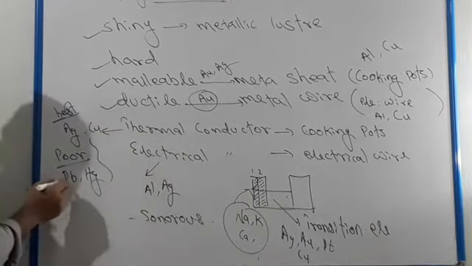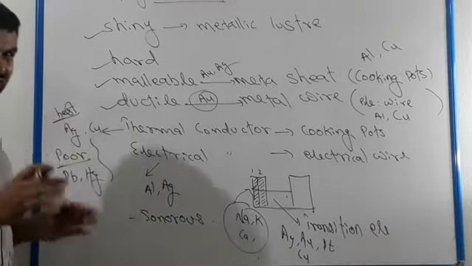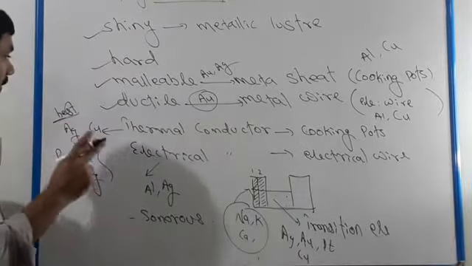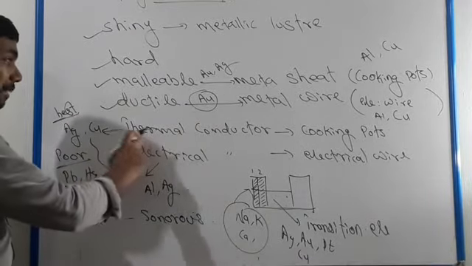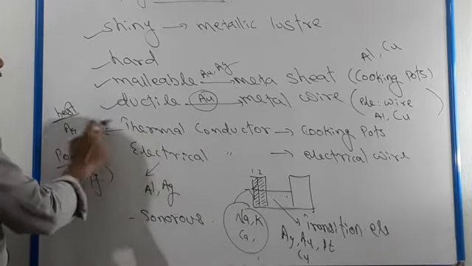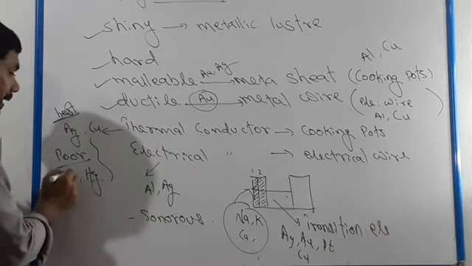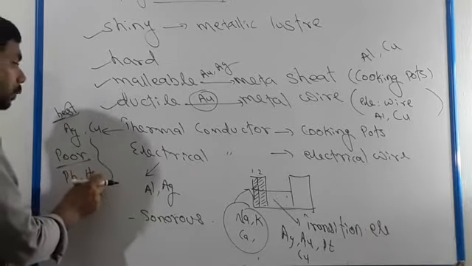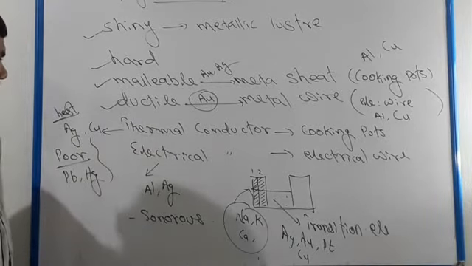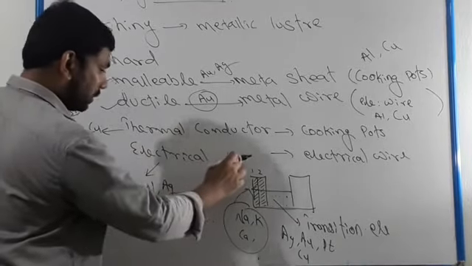Okay, and remember lead and mercury. Lead and mercury, they are metals and they are poor conductors of heat. So these are the examples. Metals are thermal conductors. Silver and copper are the best conductors of heat. Mercury and lead, Pb means lead, are poor conductors of heat. Clear?